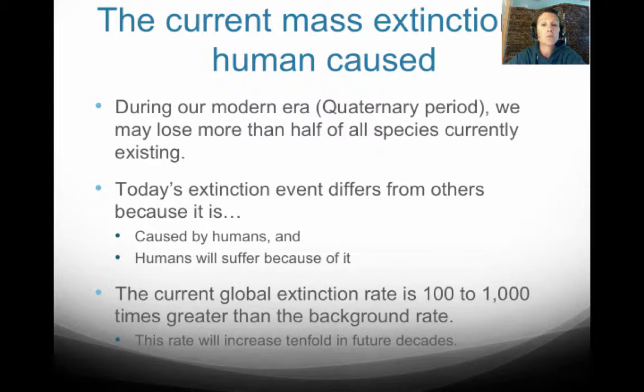The current global extinction rate is 100 to 1,000 times greater than the background rate. Okay, we discussed that background rate. This rate could actually increase tenfold in future decades if we don't do something to curb our impact on our environment pretty quickly here. And we're going to be talking about climate change and the issues that it has.